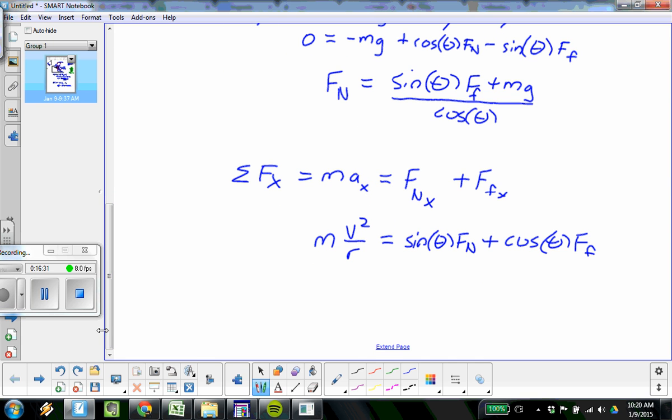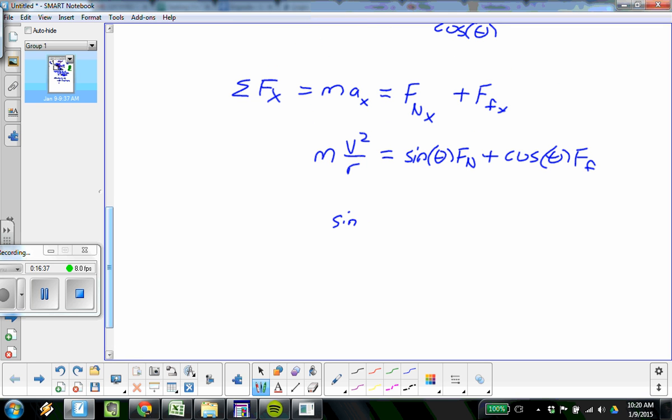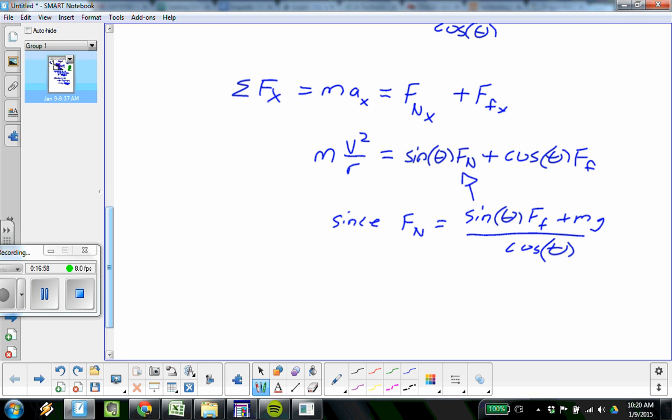And moving along. All right, since the normal force, as we expressed from before, is equal to sine theta times the friction force plus mg over cosine theta, I'm now going to substitute that in for the normal force here. So I'll put that in right there. Let me go ahead and do that.